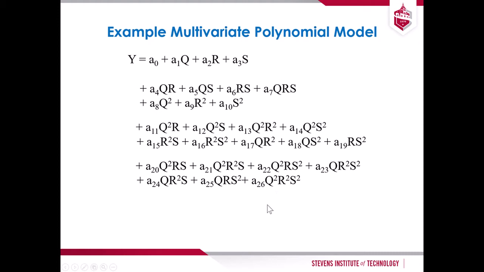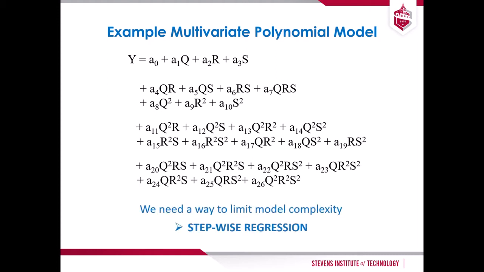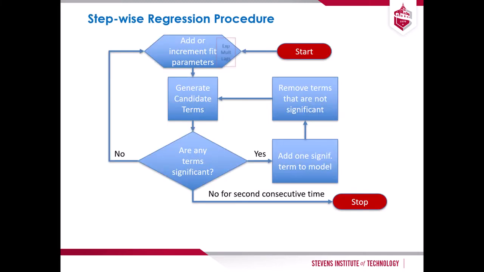In this case, there are 27 possible terms, but all of them might not be statistically significant. We only want to put terms in the model that contribute to the model, otherwise you have the potential for overfitting. So I have an algorithm to limit model complexity. We use stepwise regression. We set our number of exponents and our number of multipliers. If it's a time series, we include lags. Generate candidate terms.